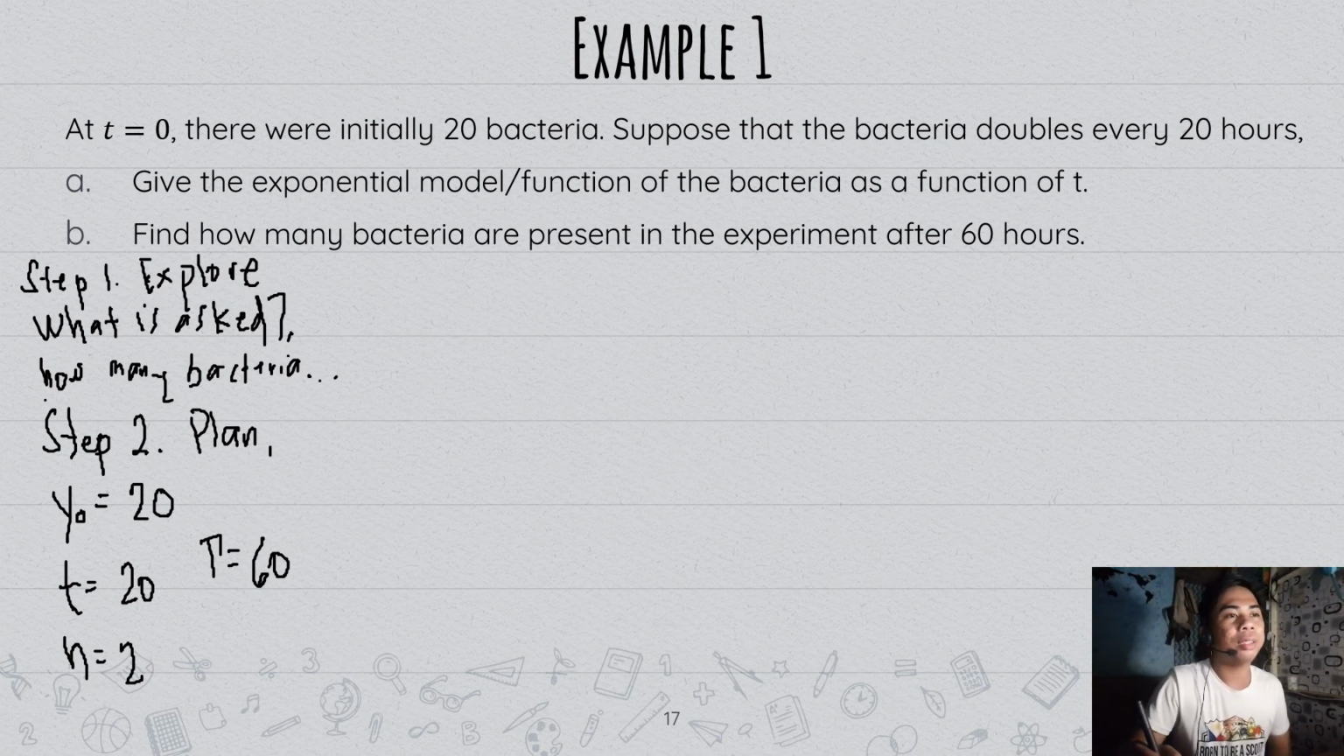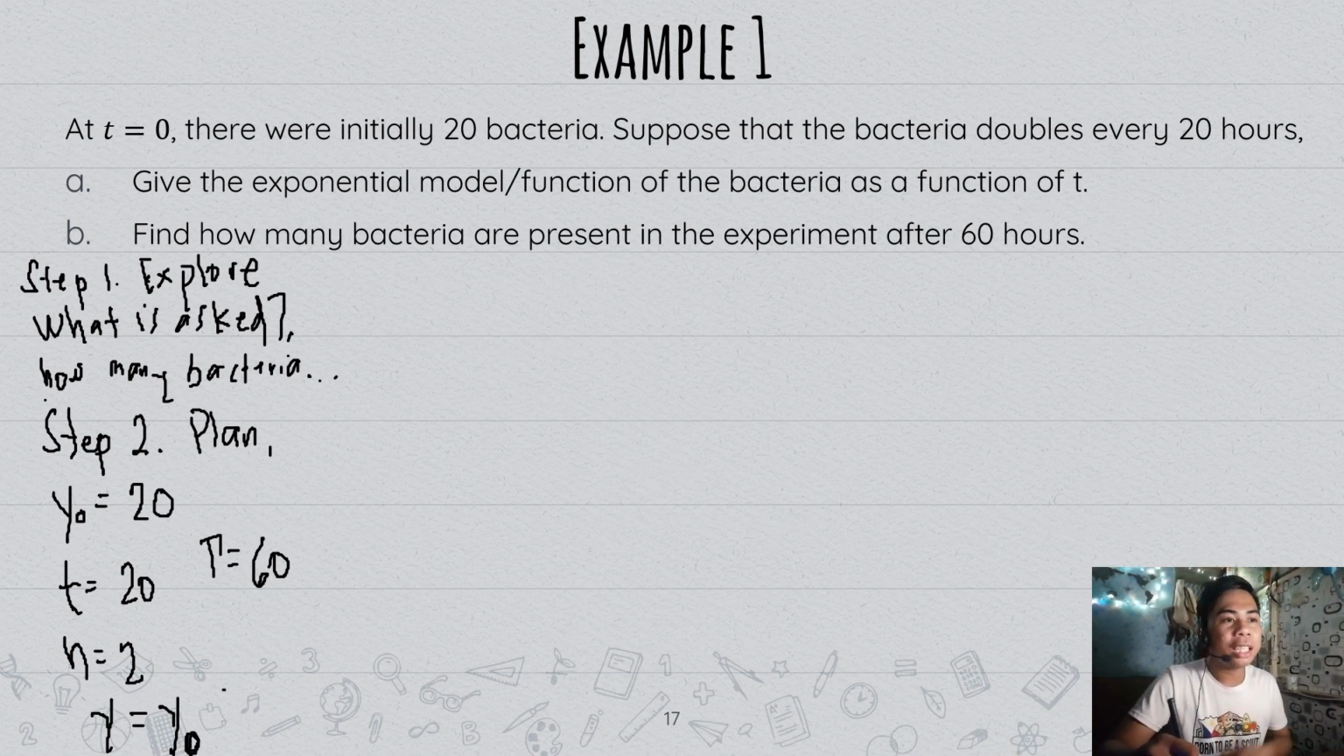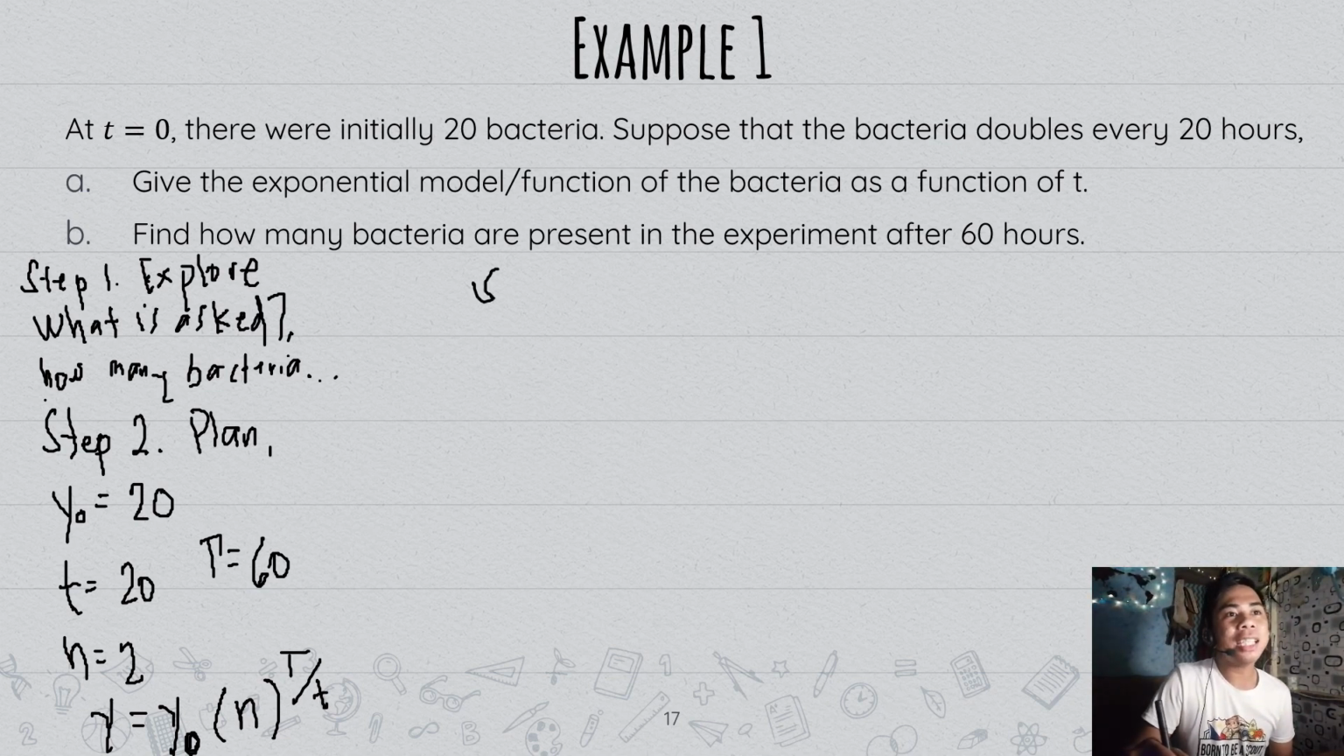Okay. So that would be for our step 2. In our step 2, there is also the question, right? What is the formula to be used? That would be the formula earlier. So we have y is equal to y sub 0 times n raised to capital T over small letter t. Okay? Next is the next step.